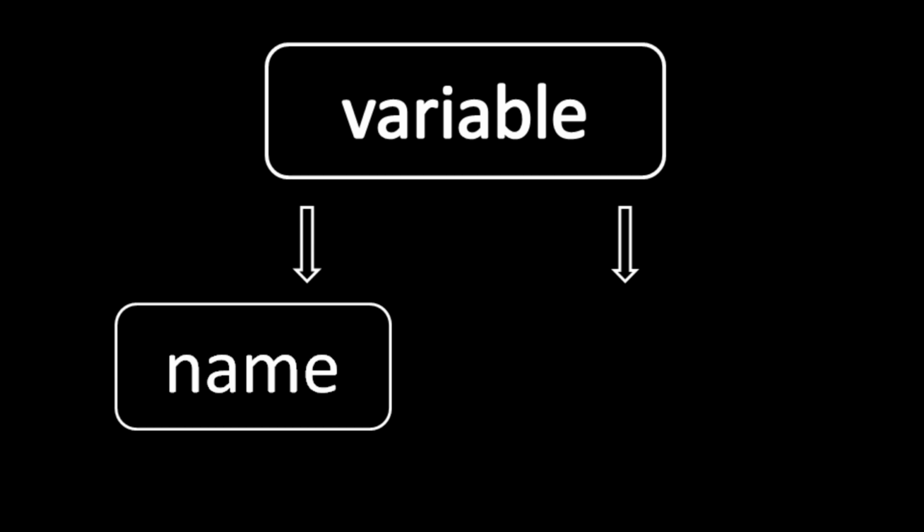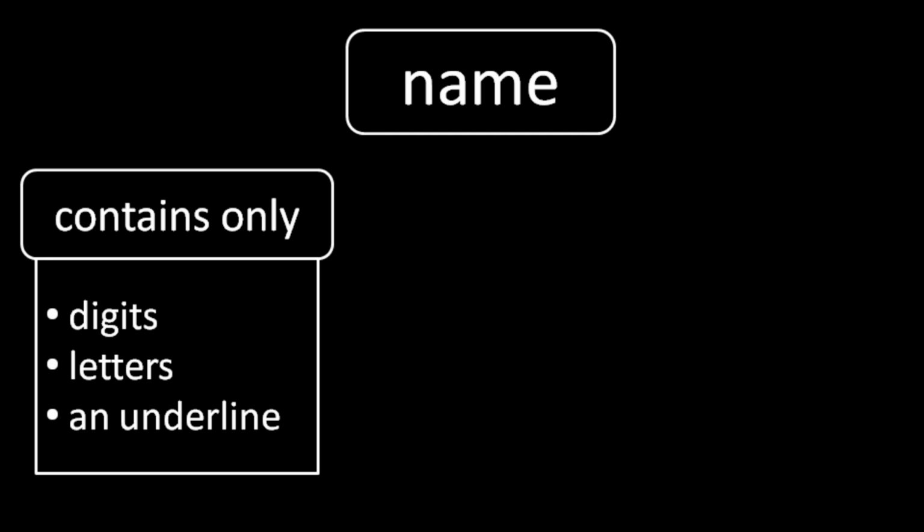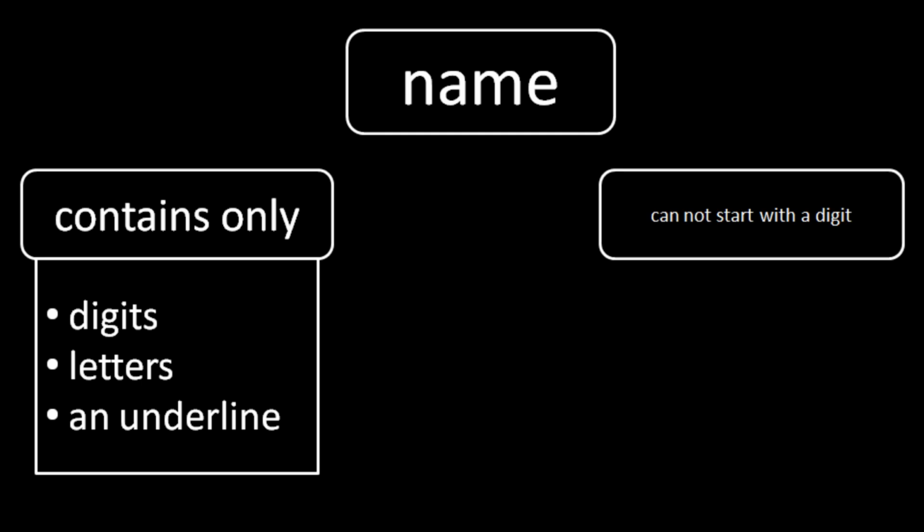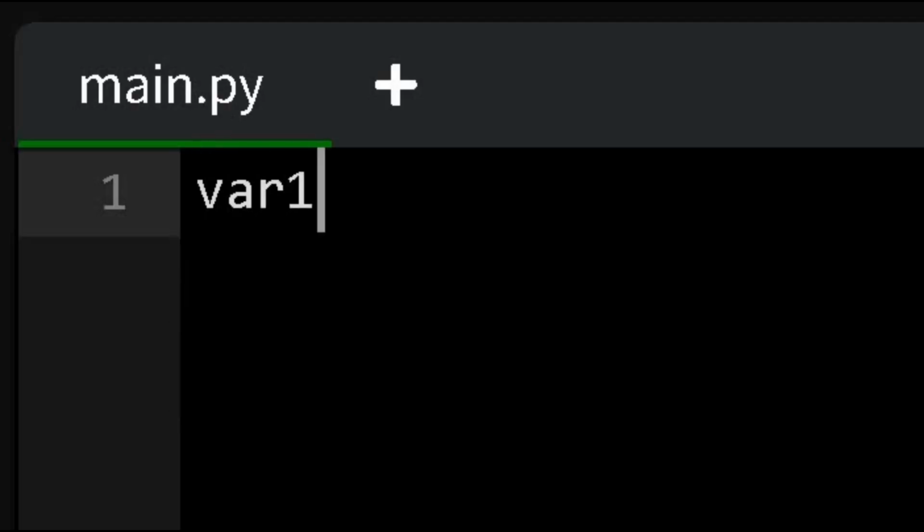A variable has a name and holds a value. They are used to store data. A valid name can contain only digits, letters, and an underline. Note that a name cannot start with a digit. A value can be a number, text, aka a string, or a list. Here is how to make a variable. Name equals value.